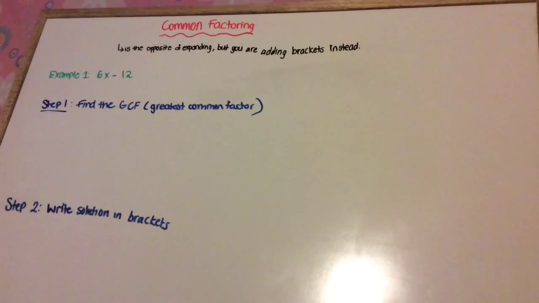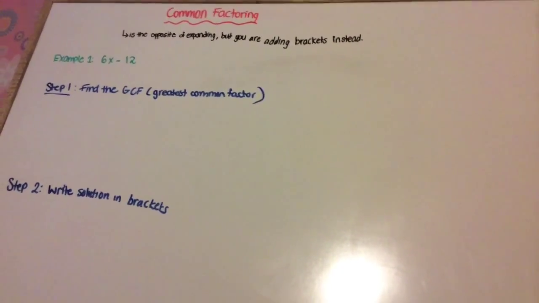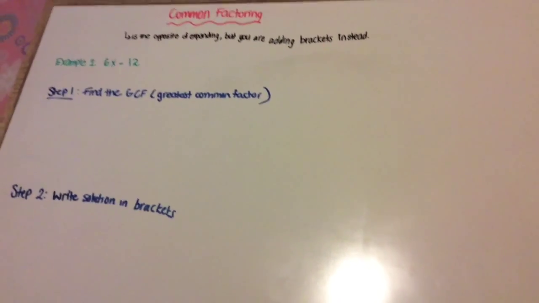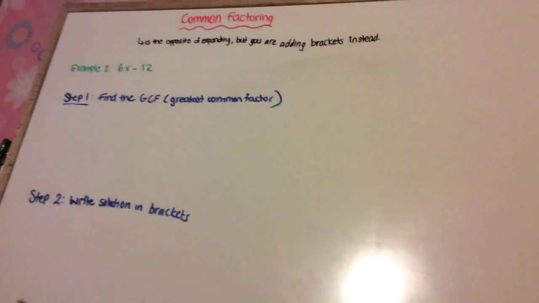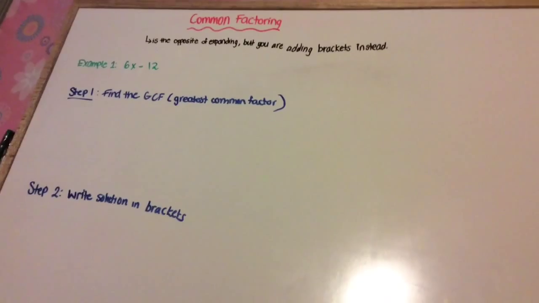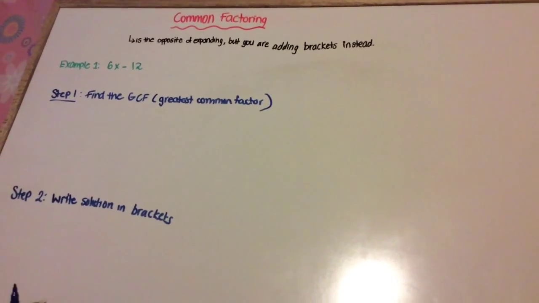Learning about common factoring. Common factoring is the opposite of expanding, but you're adding brackets instead. So the first example we have here is 6x minus 12. Before we can common factor, we're going to have to find the GCF. Another way, the GCF stands for the greatest common factor. So we're going to have to find the greatest common factor between 6x minus 12.